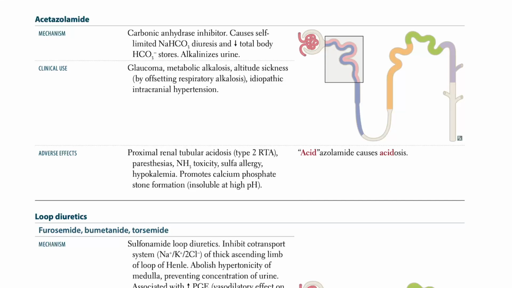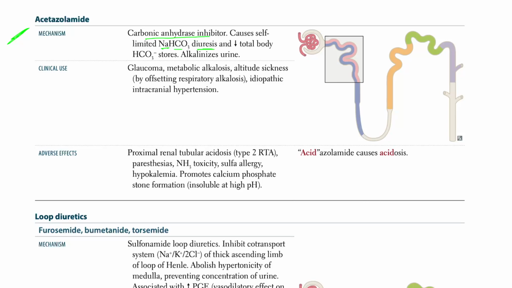Let's talk about another diuretic called acetazolamide. Acetazolamide is a carbonic anhydrase inhibitor. It causes self-limiting sodium bicarb diuresis, meaning sodium is going to go out, bicarb is going to go out, and decrease in total body bicarb stores.